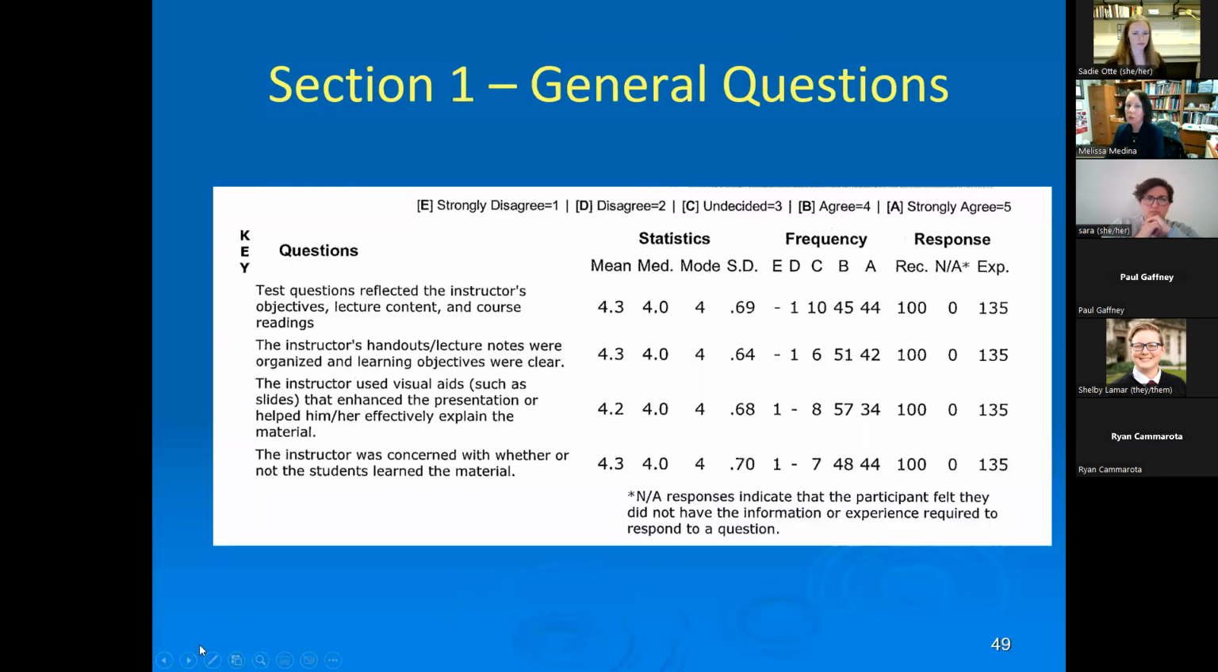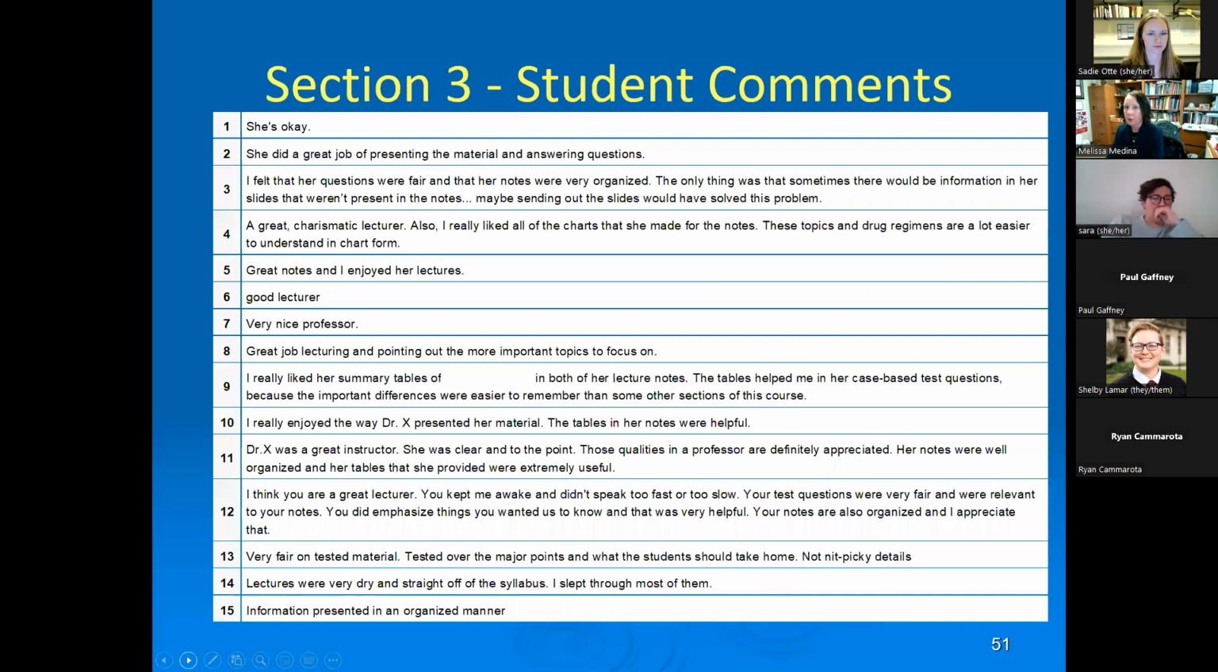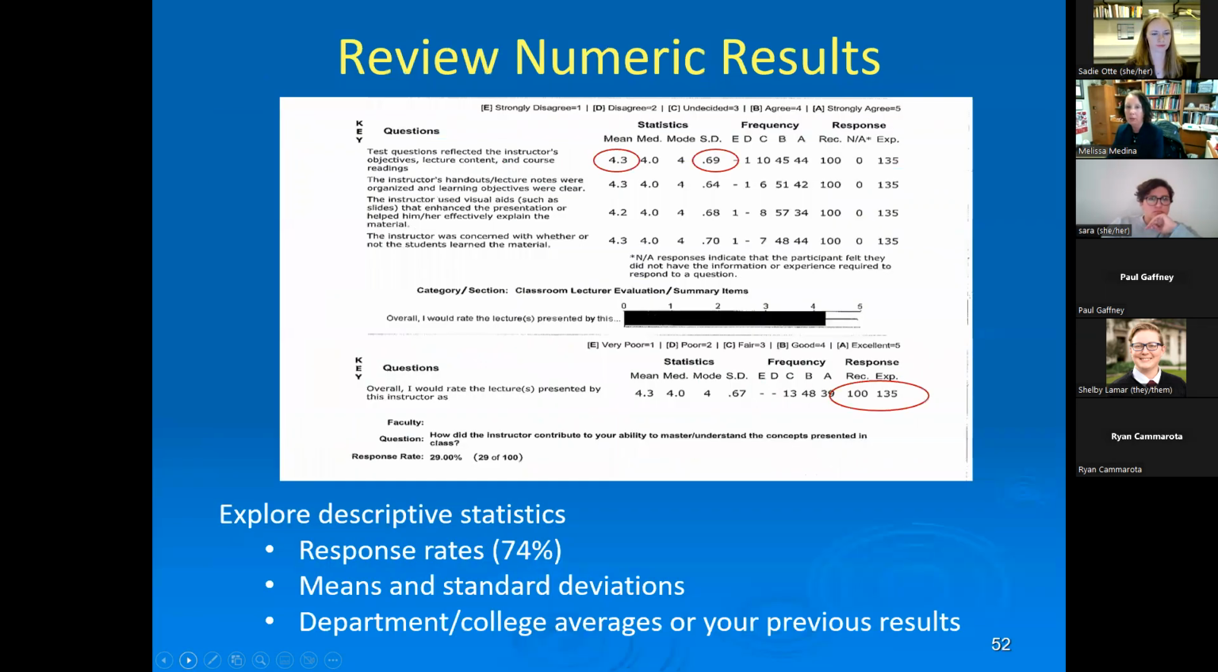The first, certainly, you're going to have the questions that you're going to review. You're going to look at your mean, mode, and standard deviation, for example. And you may also have general questions about your course overall, like, I would rate these lectures presented by the instructor. And then you're going to have student comments. So that's all the data that you have access to. Sometimes there's variability in overall comments versus very course-specific or instructor-specific comments, but you get numeric data and you get open-ended comments.